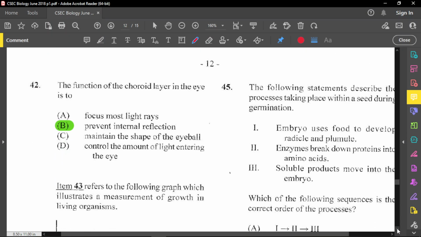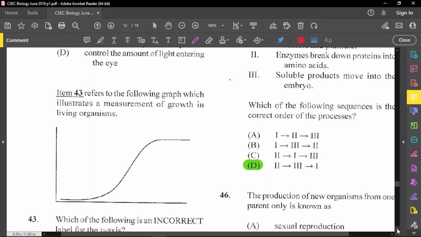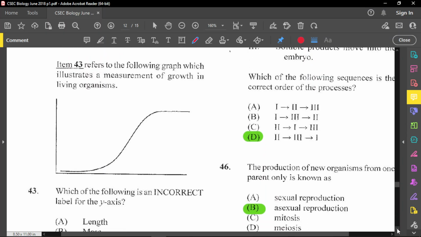All right, 42. The function of the choroid layer in the eye is to do what? And that is to prevent internal reflection. All right, 43. I'm just speeding up through this now because, again, this paper is loaded with familiar questions.